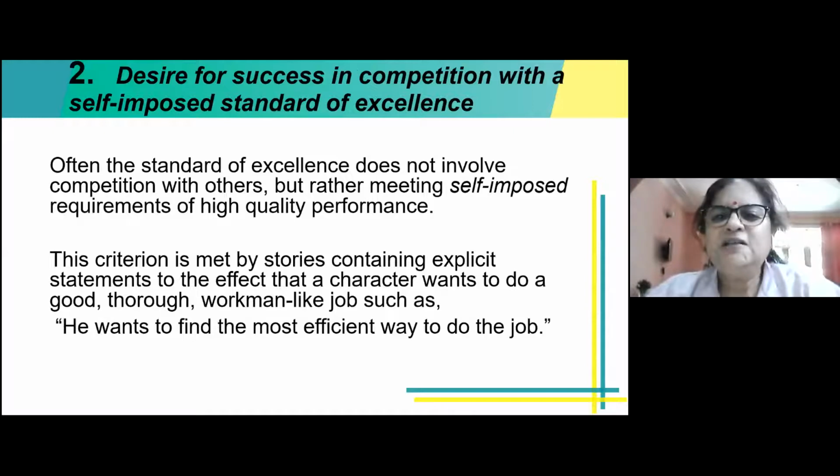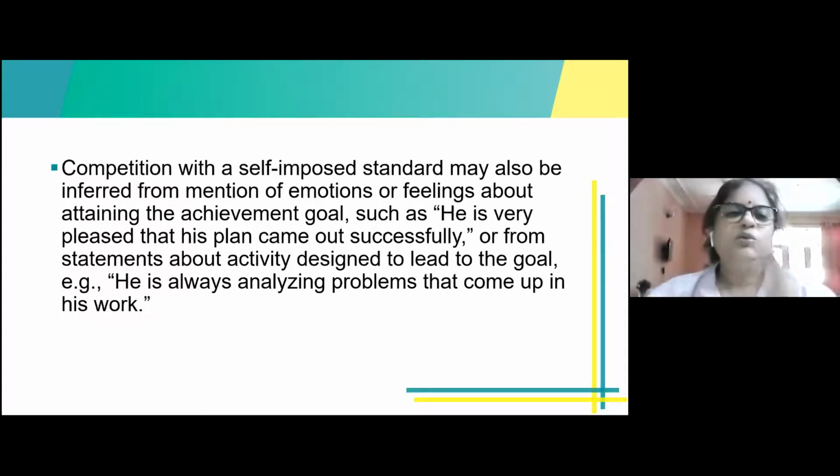Now, desire for success in competition with a self-imposed standard of excellence. This is very easy. Last time I attained 4 marks. Now I want to attain 5 marks. The criterion is stories containing explicit statements, I repeat this, to the effect that a character wants to do a good, thorough, workmanlike job, such as he wants to find the most efficient way to do the job.